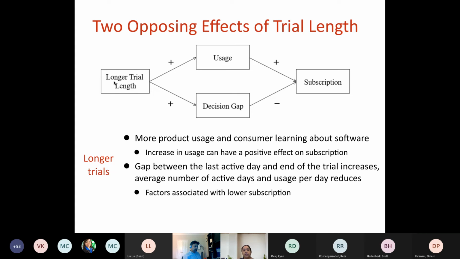On the other hand, we also find that when you give a longer trial, we find larger gaps between when people last use the product and when they have to make the decision to subscribe or not. And in general, the average number of active days and activity per day reduces. So people are not scaling up the usage so much. And this big gap between the last time you use the software and when you have to actually subscribe seems to be associated with lower subscription.